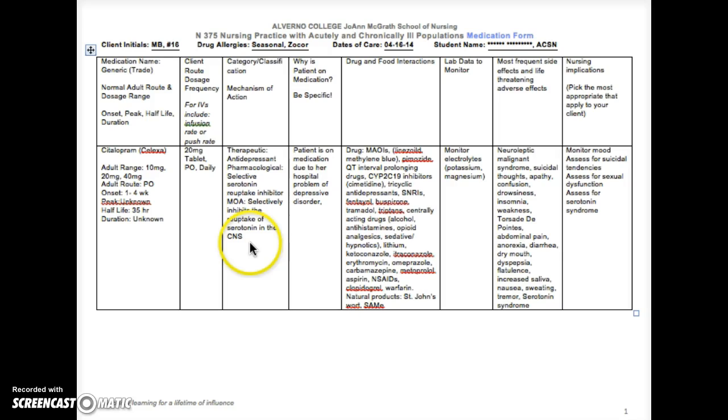For example, if this was a potassium supplement here, lab data to monitor, you better have potassium written down here. Or if this is a cholesterol-lowering drug, you'd want to be monitoring their different cholesterol levels. All right, next column says most frequent side effects and life-threatening adverse effects.